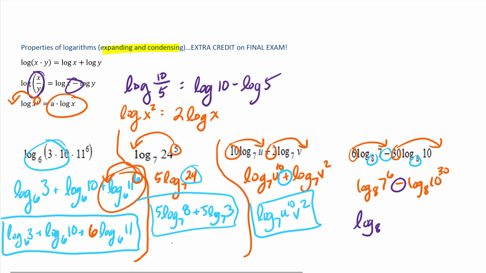Anything that has a positive coefficient in front of it, like the log base 8 of 7 to the 6th, that's going to go in my numerator. So that is going to be 7 to the 6th power. Anything with a negative sign in front of the log is going to go into the denominator. So that's log base 8 of 7 to the 6th over 10 to the 30. And those are properties of logarithms that we can utilize.